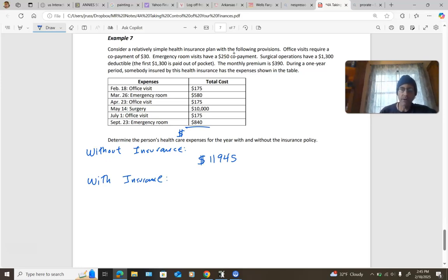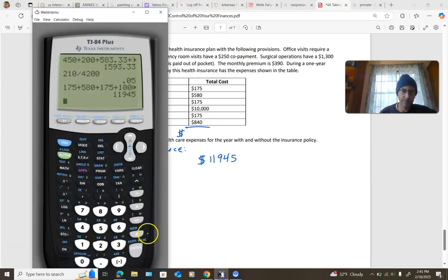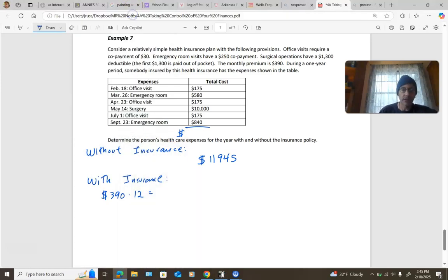So it says here the monthly premium is $390. Of course, you multiply that by 12. So 390 by 12. So $4,680, okay? Now that's what you're going to pay just to have the insurance.